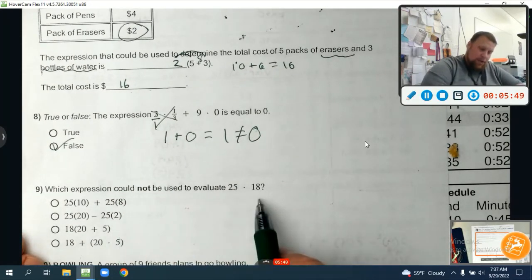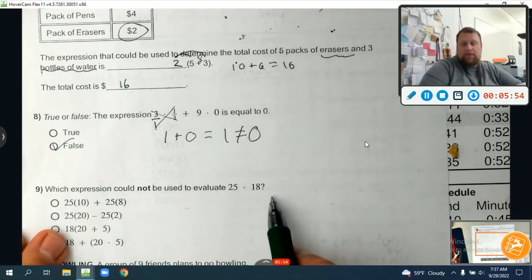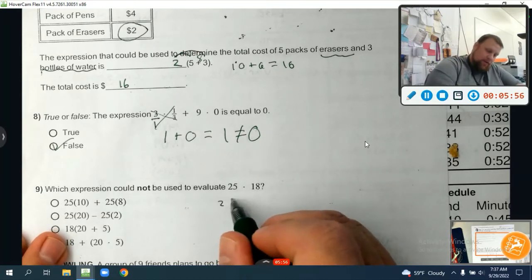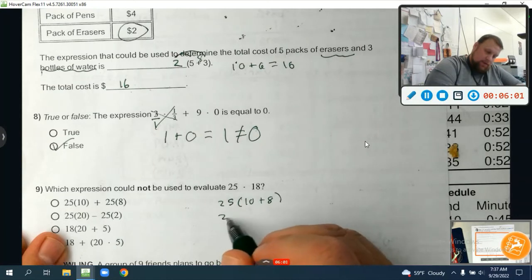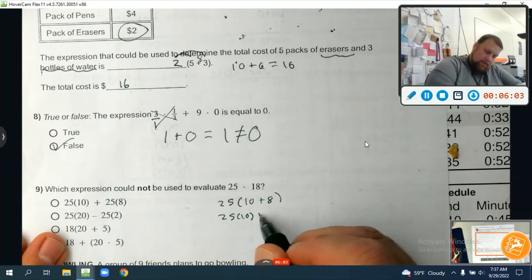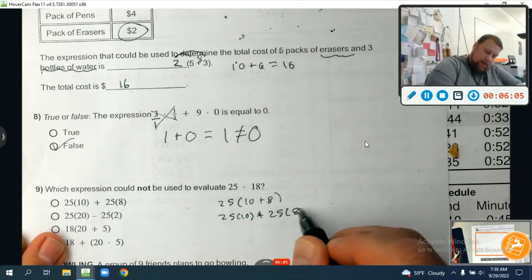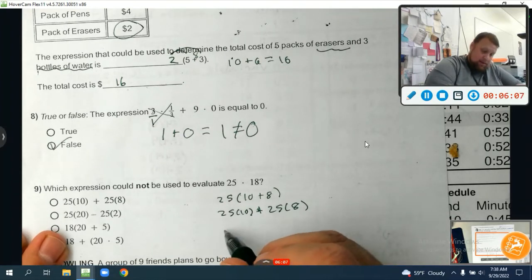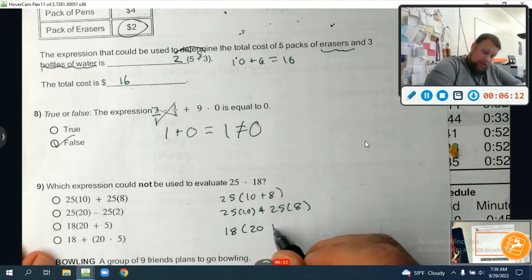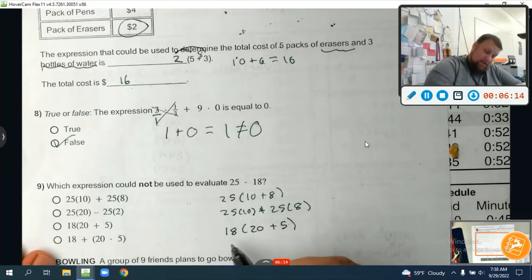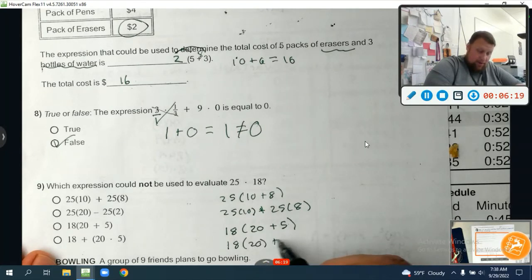Which expression could not be used to evaluate 25 times 18? Well, let's talk about the different ways. Remember, we can break this apart. This can be 25 times 10 plus 8, which is 25 times 10 plus 25 times 8. Or this could be 18 times 20 plus 5, depending on how you want to do it. Or 18 times 20 plus 18 times 5.